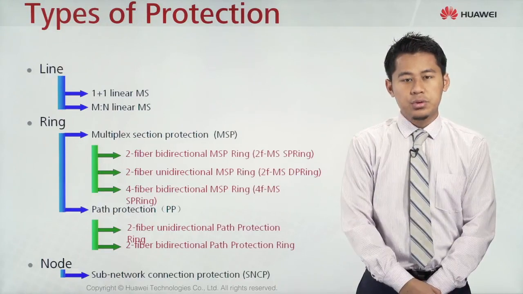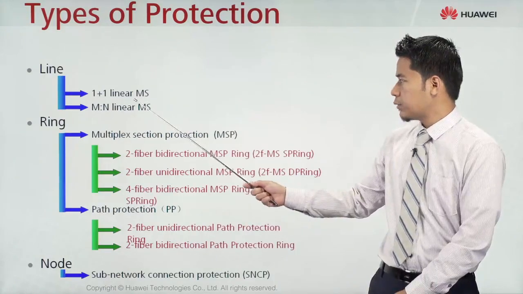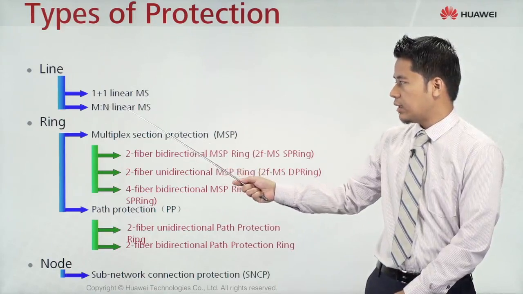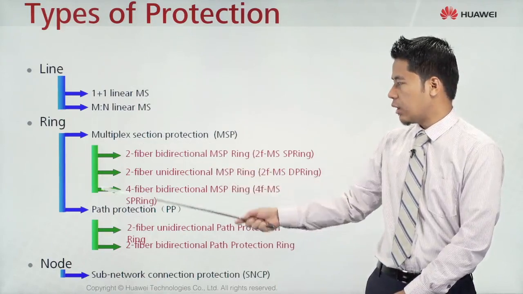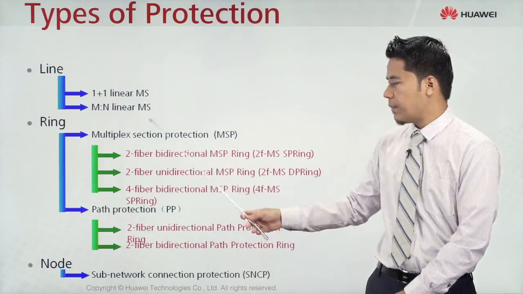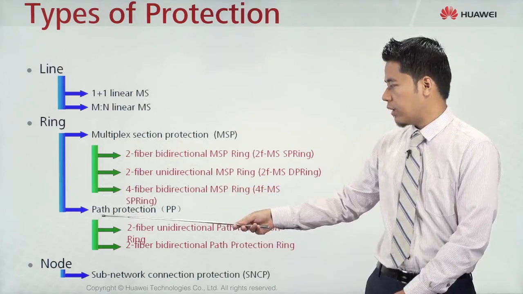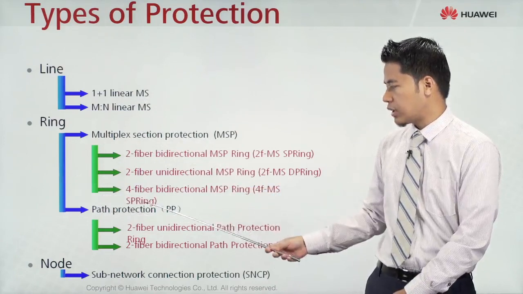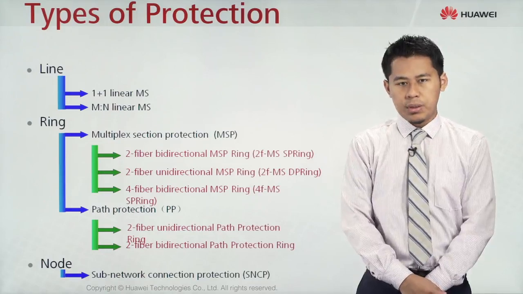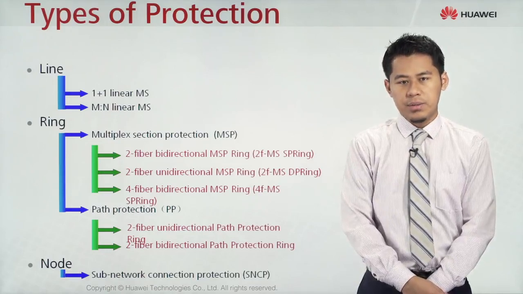So the first one, the line, is where we have 1 + 1 linear MS. And the second one we call M to N linear MS. For the ring here, we consider it as multiplex section protection, which is MSP for short. And here we have PP, which we call path protection. And the node, of course, has only SNCP. So let's go through one by one, starting with 1 + 1 linear MS.